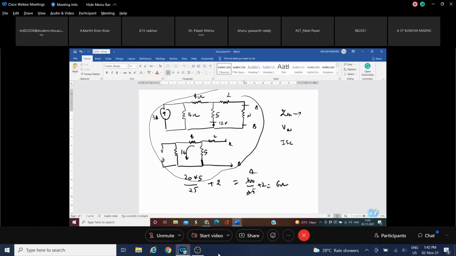For finding VTH, you have to find out VAB by considering all the sources, but this terminal should be open circuited. For finding ISC, you have to short circuit this terminal like this, and then you can find out ISC. Then by using Thevenin's theorem or Norton's theorem, you can find out the response across the terminal A and B. So this is how we will be doing Thevenin's and Norton's theorem. Please revise this.